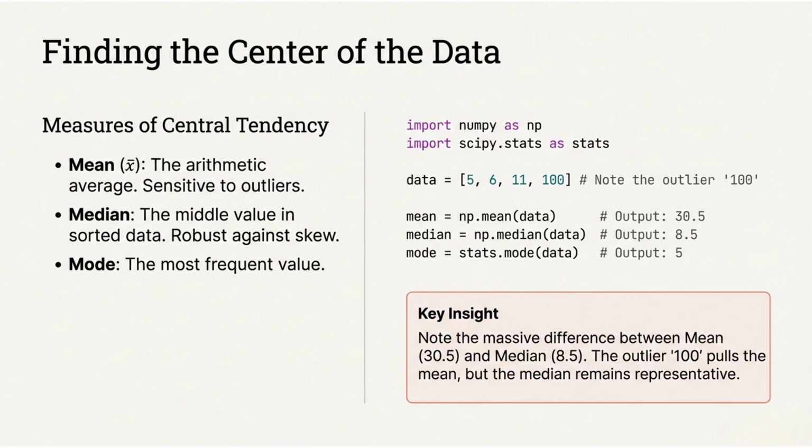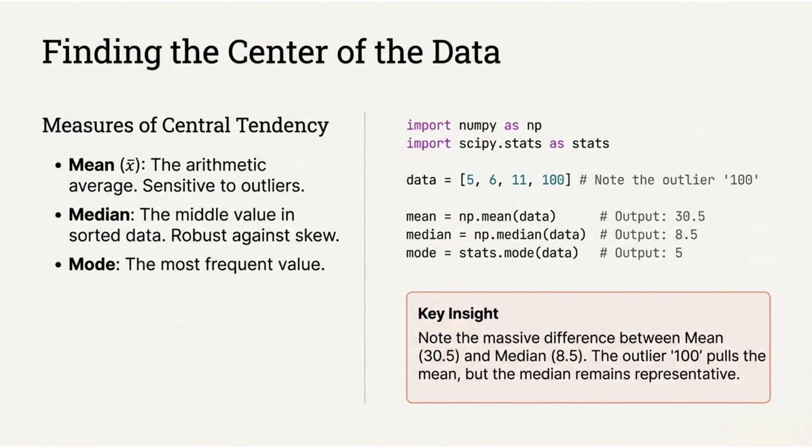The center tells us what a typical value looks like. There are three main measures of central tendency: mean, median, and mode. The mean is the average, but it is sensitive to extreme values. The median is the middle value after sorting the data, and it is more stable when outliers are present. The mode is the most frequently occurring value.